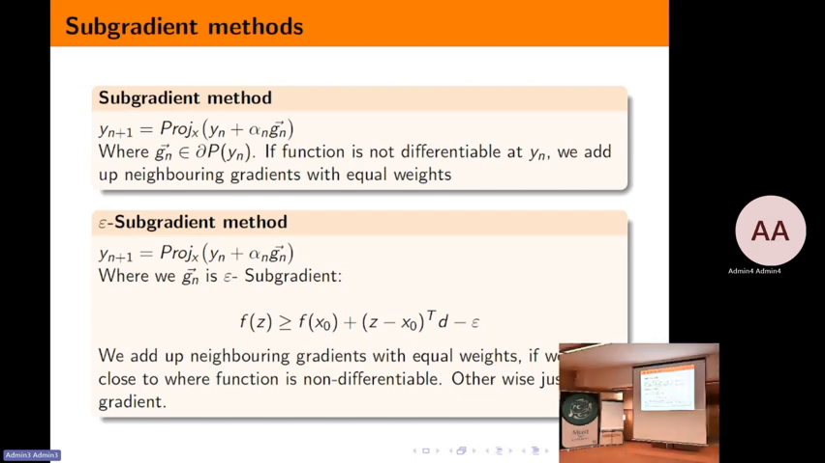Okay, I quickly wanted to show what I mean by the subgradient and epsilon subgradient method. As I showed previously, the subgradient method is basically the gradient method if the function is differentiable at some point, but at a point where, in our example, two levels intersected, we just took the average over however many levels intersected. And in the epsilon subgradient method, we did the same as here, except that instead of at the point where they intersected, we did the same in some small neighborhood.